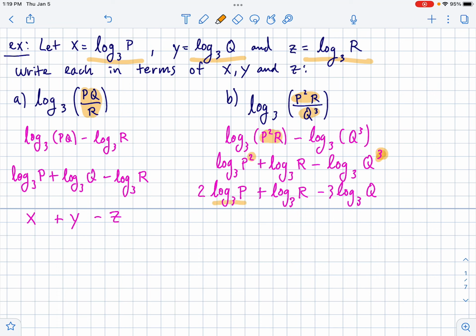Then I can replace p, r, and q with the letters that they're equal to. So p is x, so this becomes 2x. r is z, so this is plus z, and then minus 3y. Yep, and then we're done.